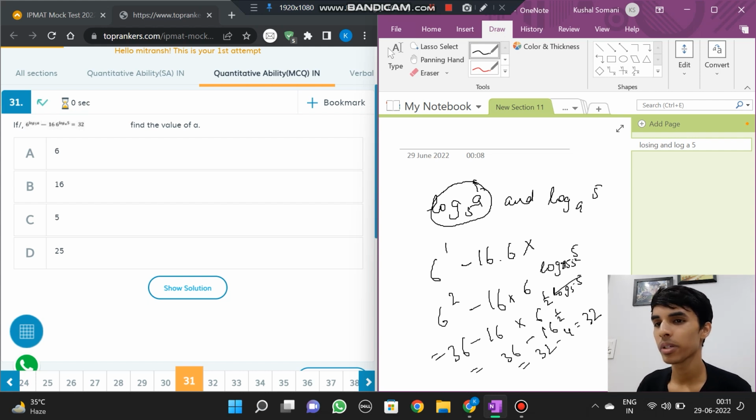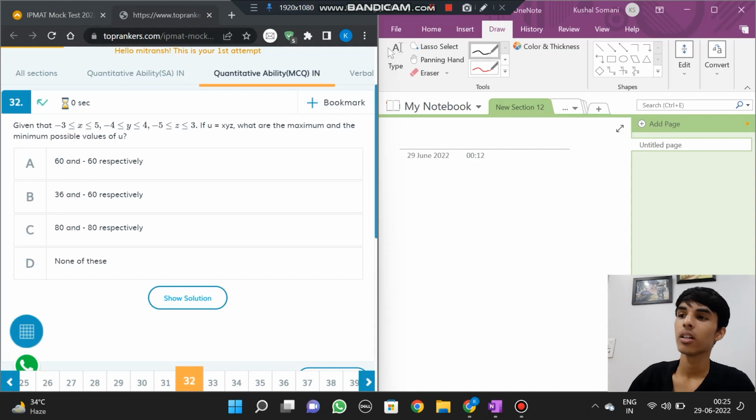And I think there is a printing error in this question as well. This was not 6 to the power log 5 with base 5 square. Instead, it was 16 to the power log, and 6 was misprinted here. Now we can move on to the next question.